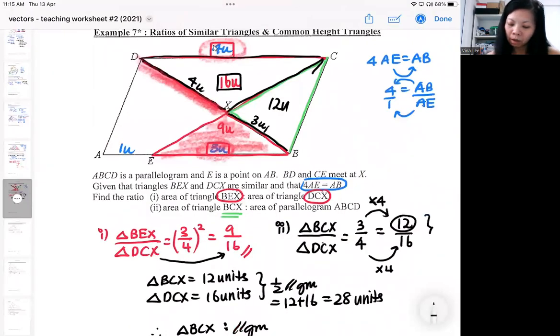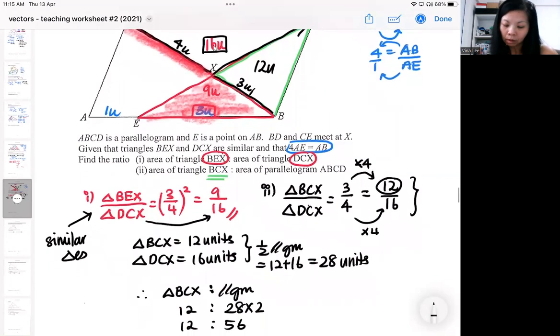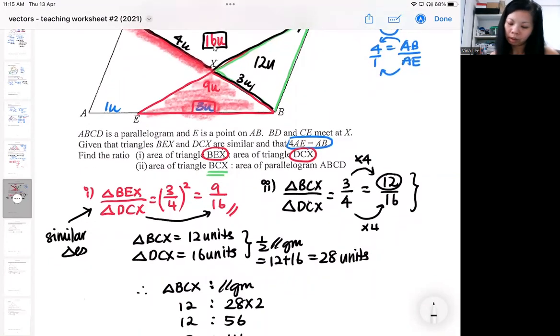The first part is the similar triangle. The second one is the common height, and we combine both ideas. So maybe you need to take a look.